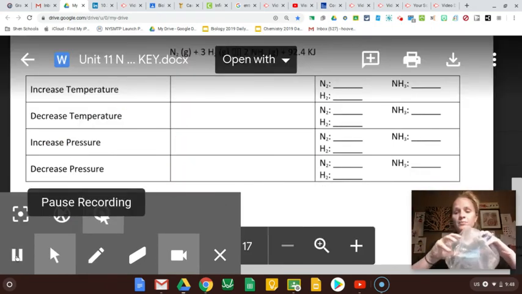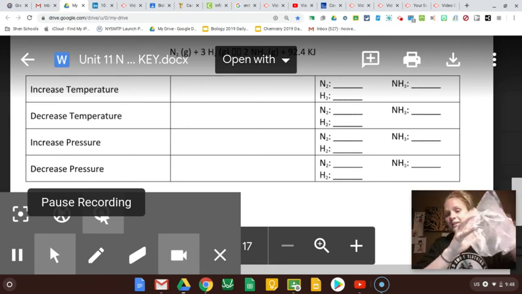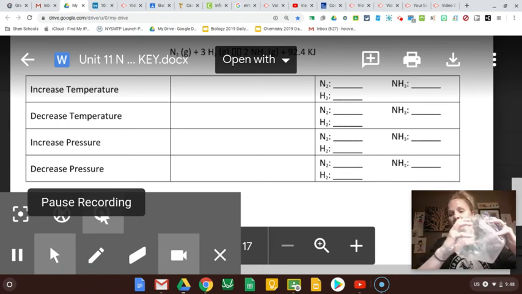Okay, and finally, what happens when you add pressure to a system? I always say it's like squeezing a balloon. I don't have a balloon, so this is a blown up plastic bag. But if you squeeze one side of the balloon, the other side bulges. And then if you squeeze that side, this side bulges. So it's like if you put pressure on something, the air is going to shift over to the other side where there's more room.